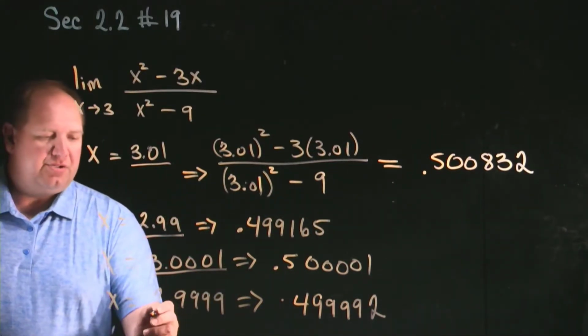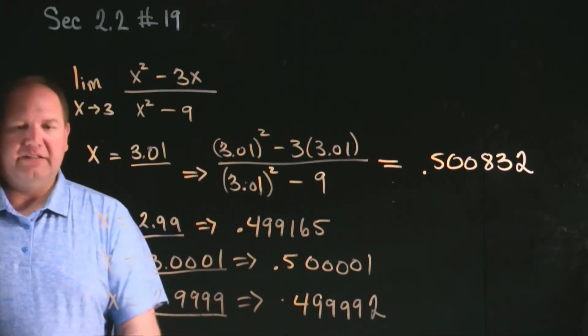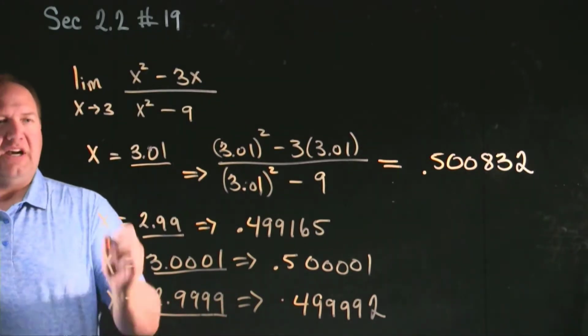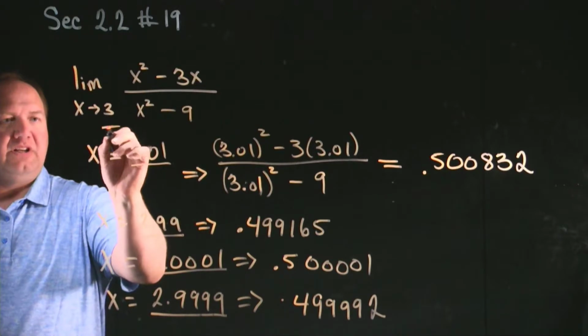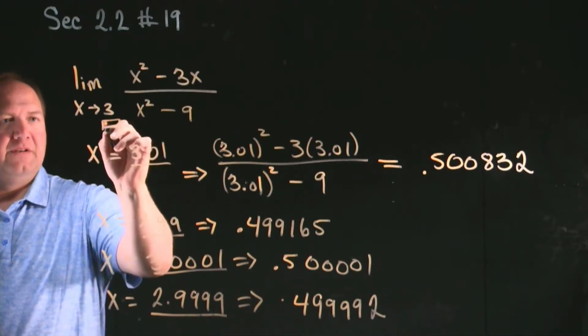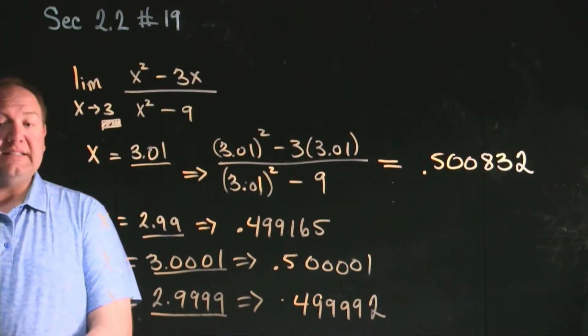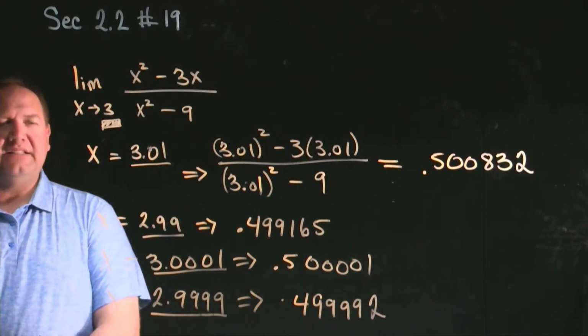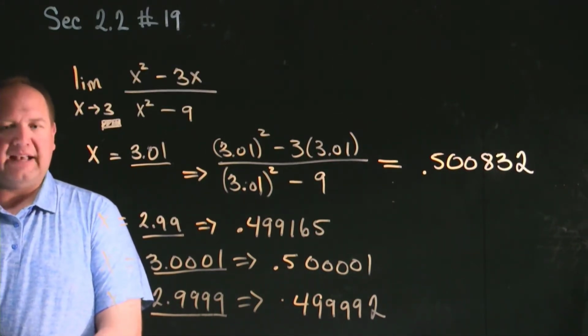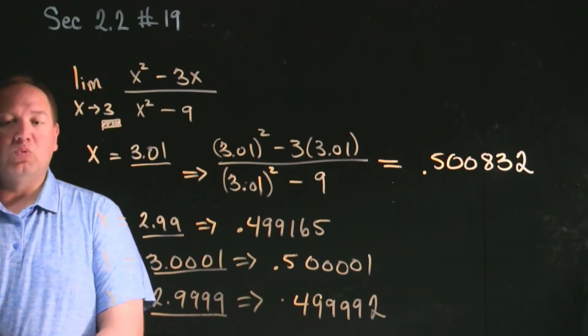So, one of the things I want to point out here is we are given these values 3.01, 2.99, 3.0001, 2.9999. All of these values are somewhat close to 3. And that's the idea. We are trying to guess the limit of what's happening at 3, and we're doing that by choosing values that are relatively close to 3 itself.